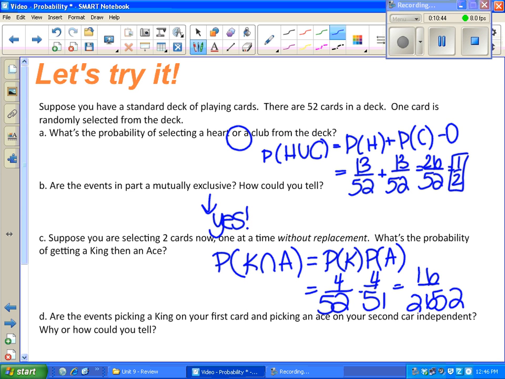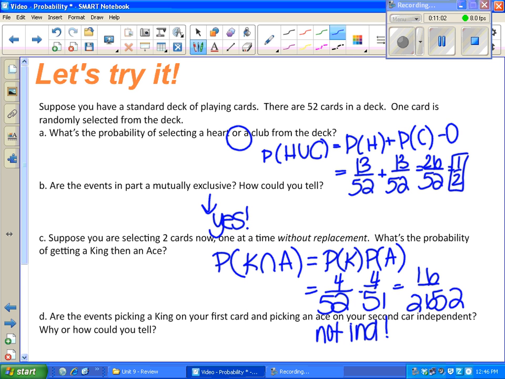It says, are the events of picking a king on your first card and picking an ace on your second card independent? Why or how could you tell? Well, no, they're not independent. They're not independent because the probability of the first one is impacting the probability of the second one.